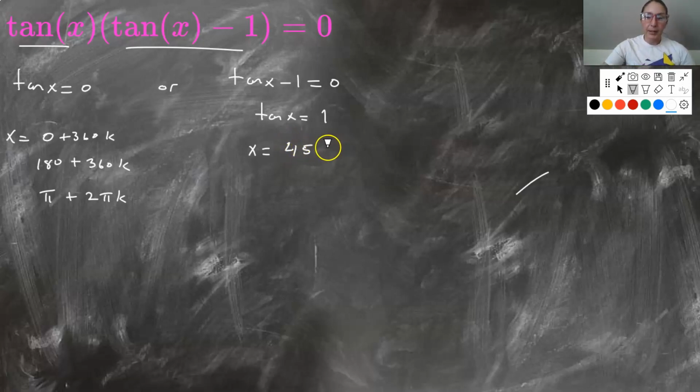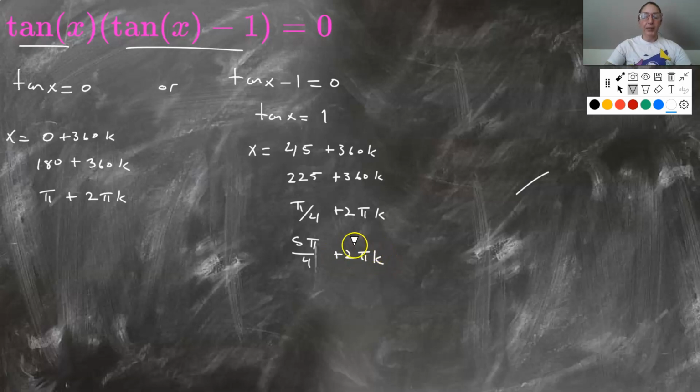So at 45 plus 360k, and if you go all the way around the circle, 225 plus 360k. In radians, that's pi over 4 plus 2 pi k, or it's 5 pi over 4 plus 2 pi k.